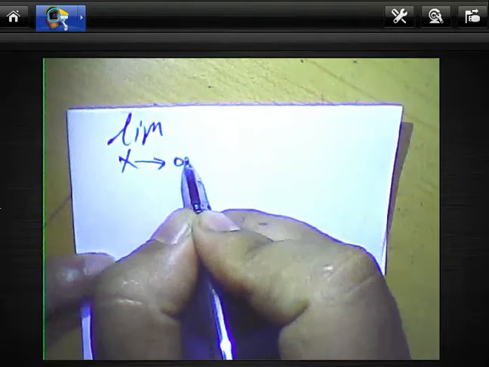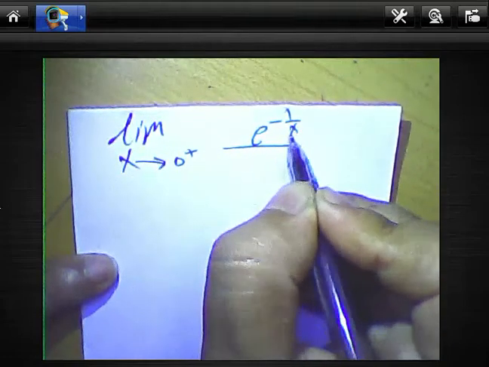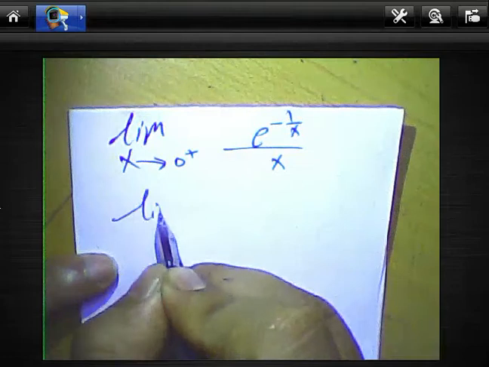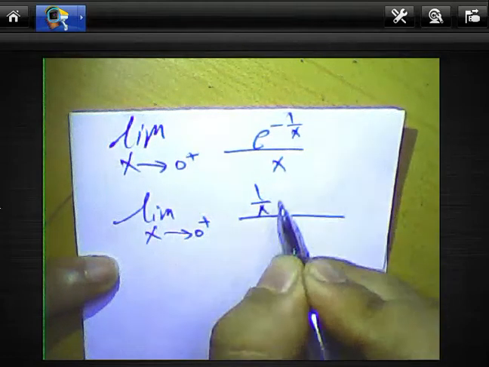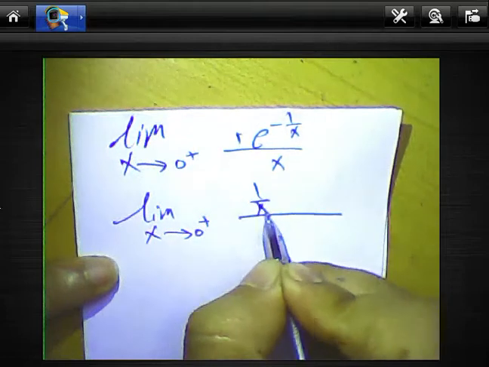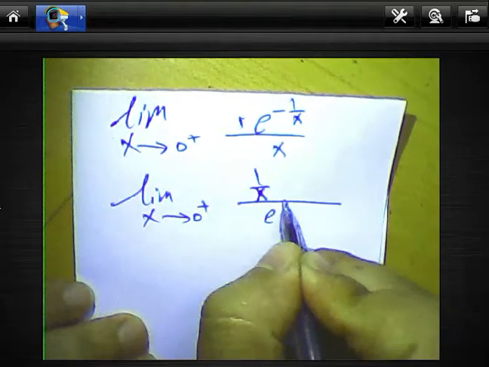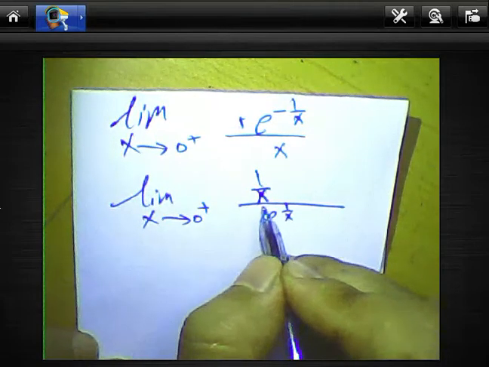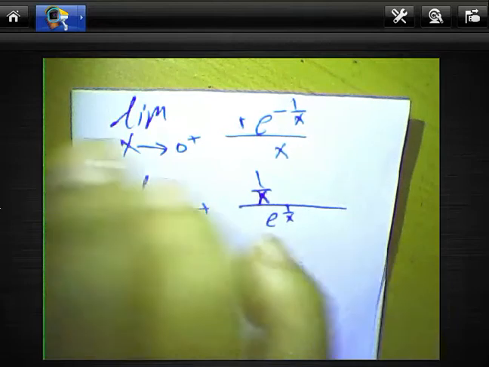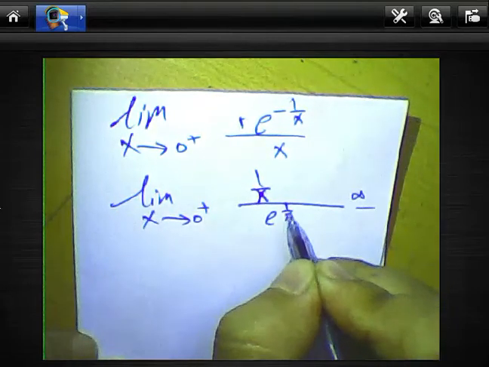Look here, the limit as x approaches 0 plus. We have e to the power negative 1 over x. We can write it as 1 over x, because we have 1 over x, and we can write this term in the numerator. We can write 1 over x. Look here. If we put 0, 1 over 0 will be infinity. 1 over 0 equals infinity, and e to the power 1 over 0 equals infinity.